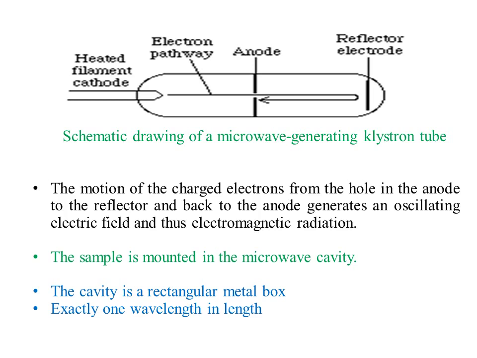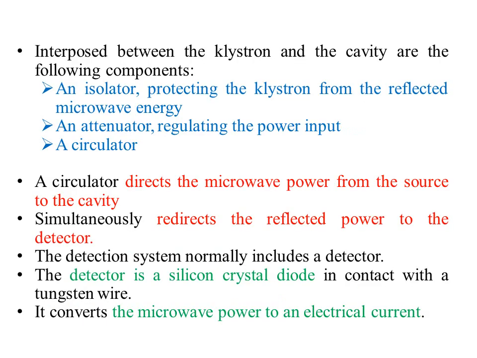The sample is mounted in the microwave cavity. This cavity is a rectangular metallic box, and its length is exactly equal to one wavelength. Interposed between the klystron and the cavity are the following components: an isolator protecting the klystron from the reflected microwave energy, an attenuator regulating the power input, and a circulator.